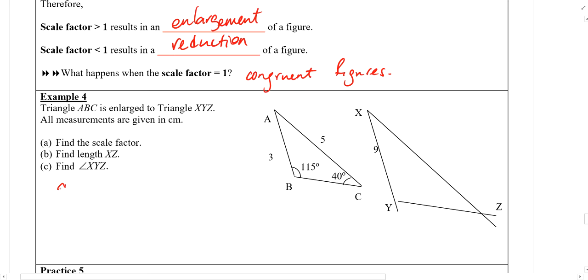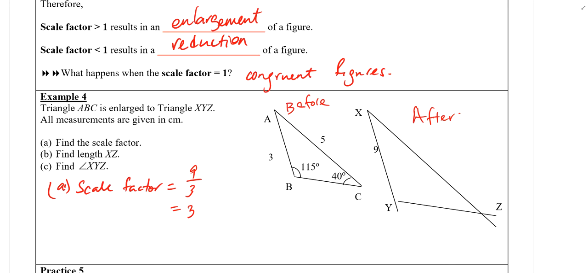Part A. Scale factor equals to... which one is the original? You must decide which is the before, which is after. So let us just put it in quickly. ABC is the before. This must be our after. So after divided by before is 9 over 3, which is 3. That's the scale factor. It got bigger.